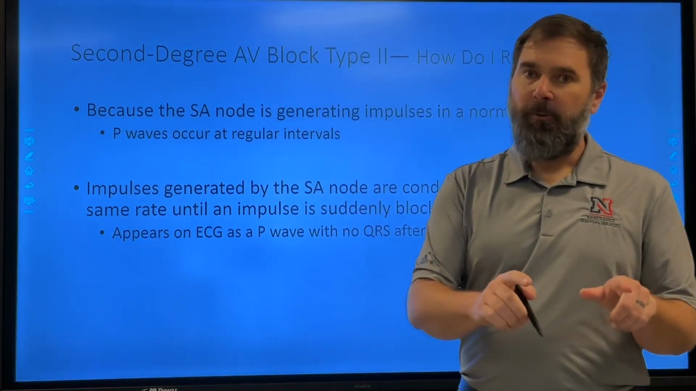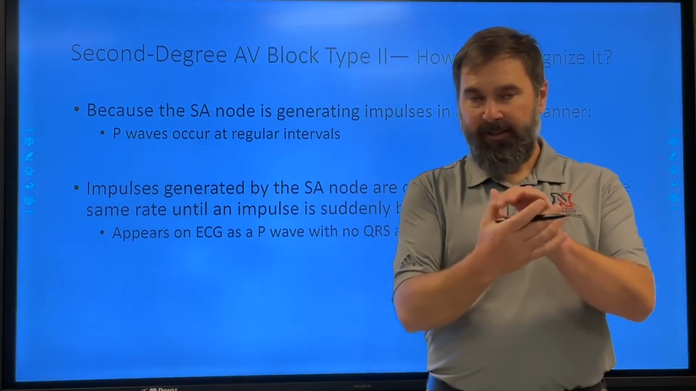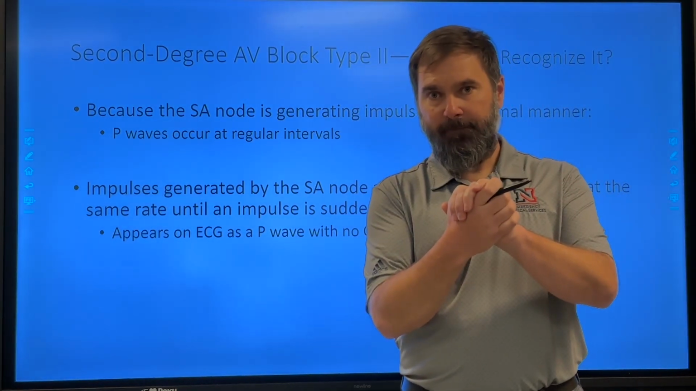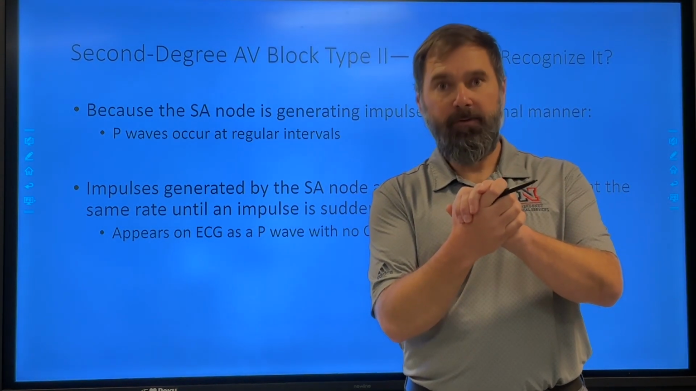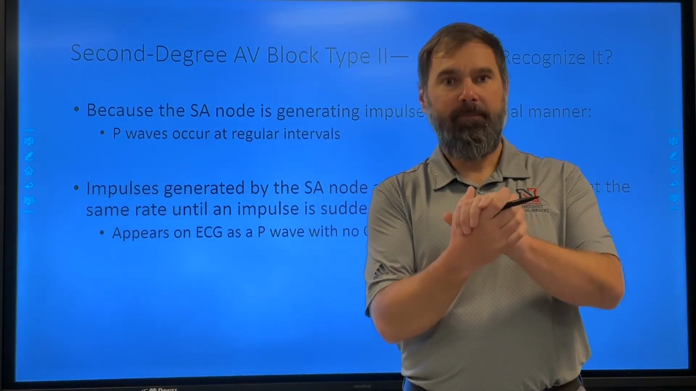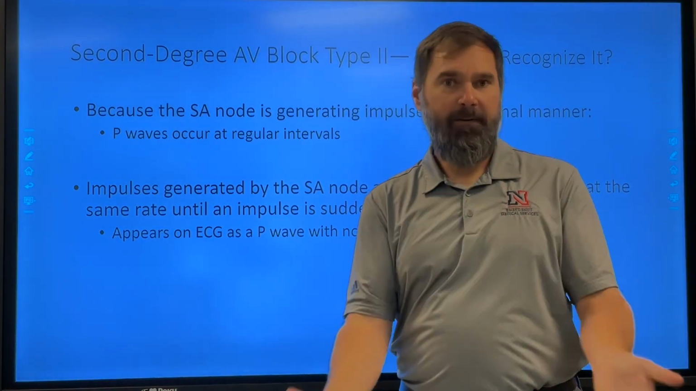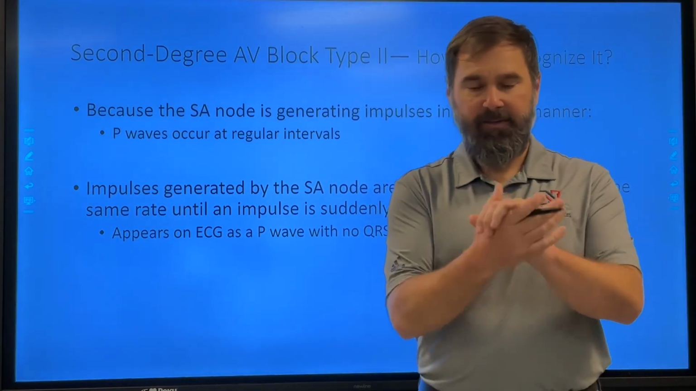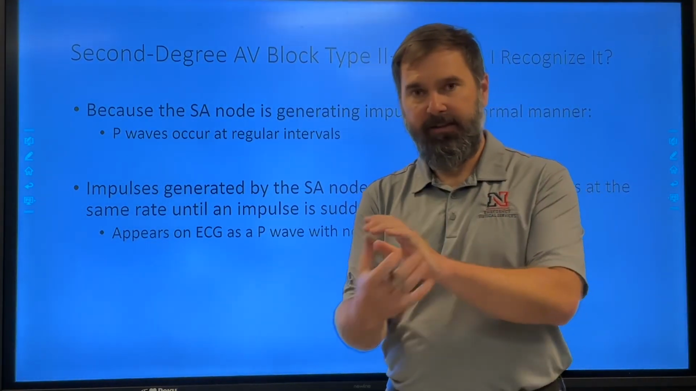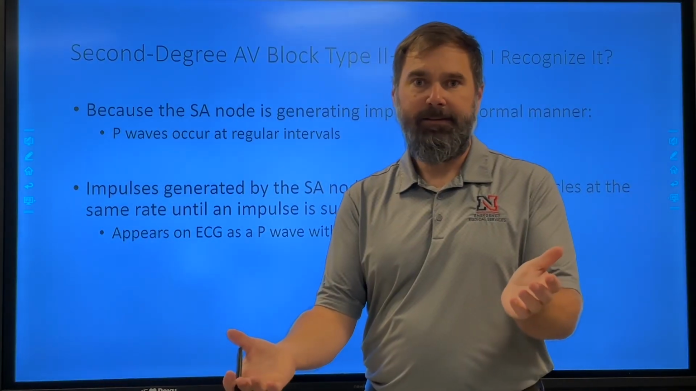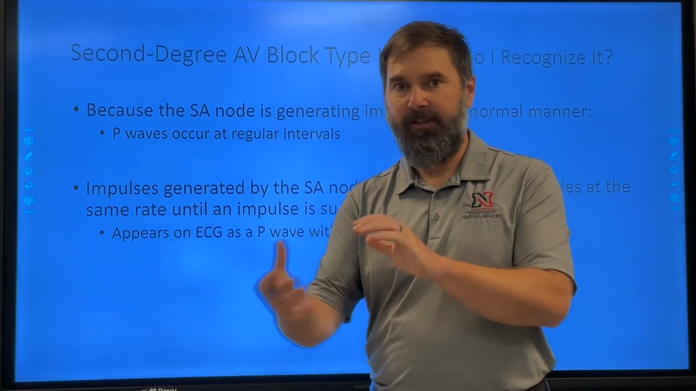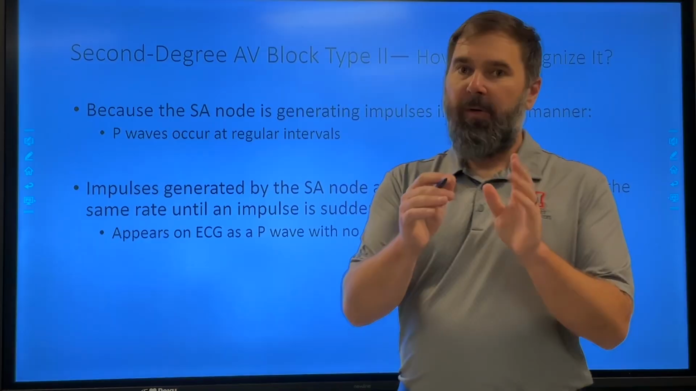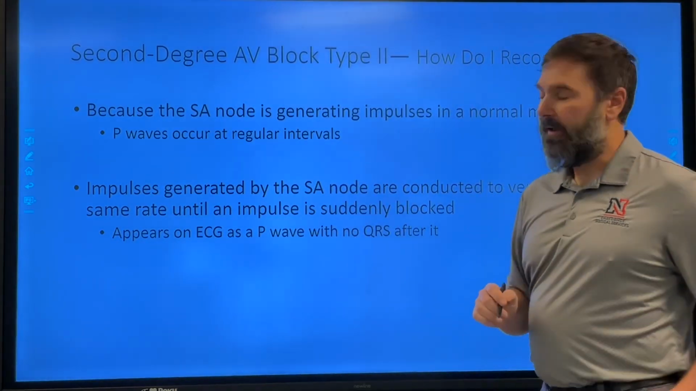With a type 2, the length of time the AV node holds on to the impulse from the atria is the same each time. We just have randomly dropped beats. It receives it, sends it, receives it, sends it, receives it, doesn't send it. Maybe receives it, doesn't send it, receives it, doesn't send it. But the key factor here is looking at that PRI interval.